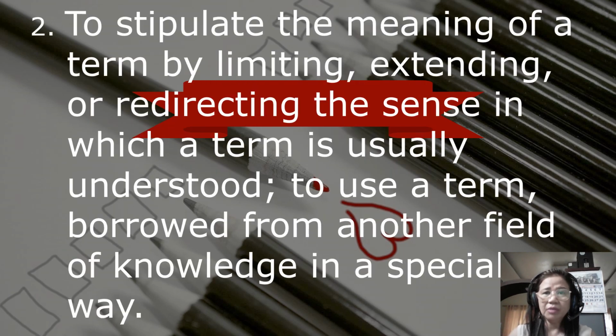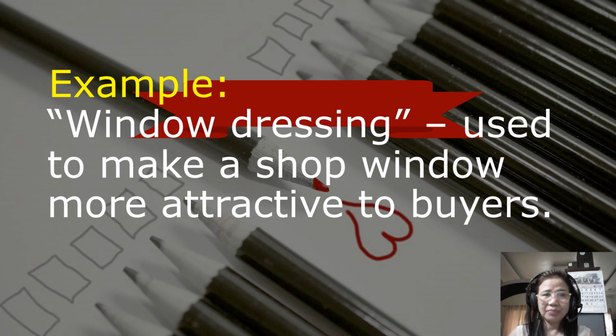Next, number two, to stipulate the meaning of a term by limiting, extending, or redirecting the sense in which a term is usually understood. To use a term borrowed from another field of knowledge in a spectacular way. Next, this is the example. Window dressing, used to make a shop window more attractive to buyers. So, therefore, it meant about window shopping. How to make window shopping more attractive to buyers.